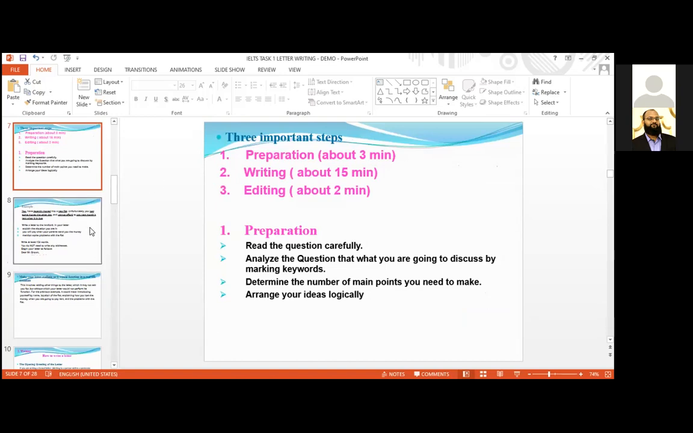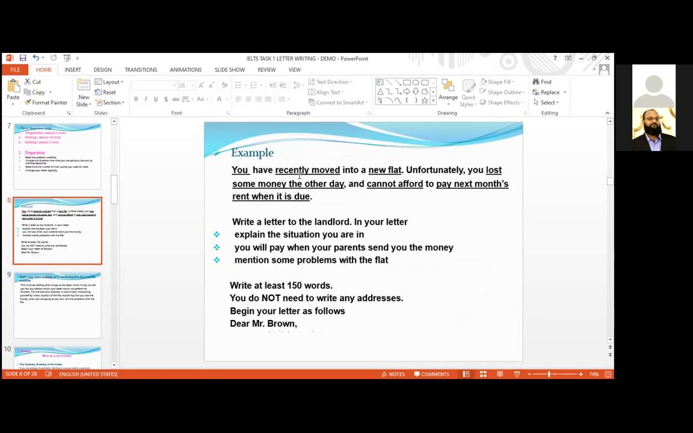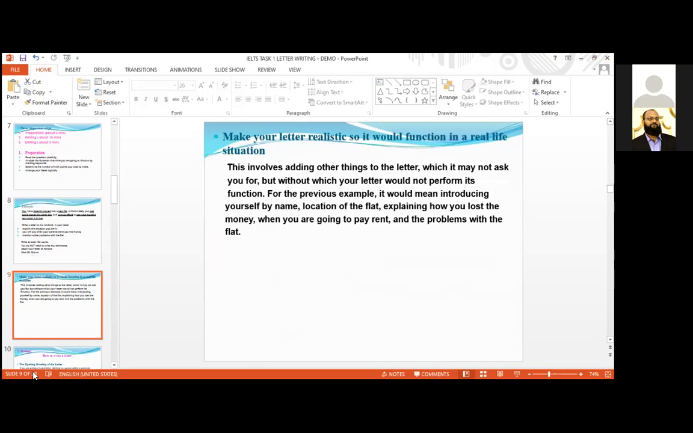When you read the question, okay, analyze what the question is all about. Here we have keywords. Okay, in keywords, we need to mention what particular aspect you need to address in your letter. So the situation is about, you have recently moved into the new flat. You lost some money the other day and cannot afford to pay next month's rent. The situation is about that you are due to pay the rent, and in that context you have to write a letter to the landlord.